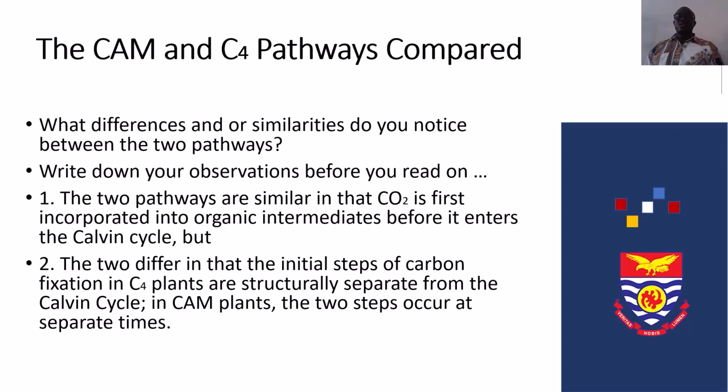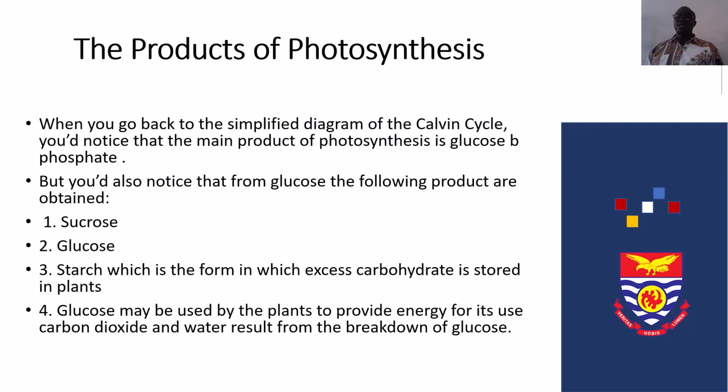What differences and or similarities do you notice between the two pathways? Write down your observations before you read on. The two pathways are similar in that carbon dioxide is first incorporated into organic intermediates before it enters the Calvin cycle, but they differ in that the initial steps of carbon fixation in C4 plants are structurally separate from the Calvin cycle. In CAM plants, the two steps occur at separate times.